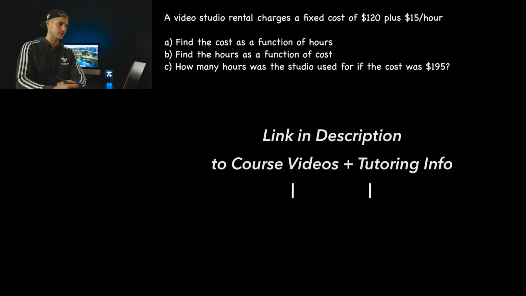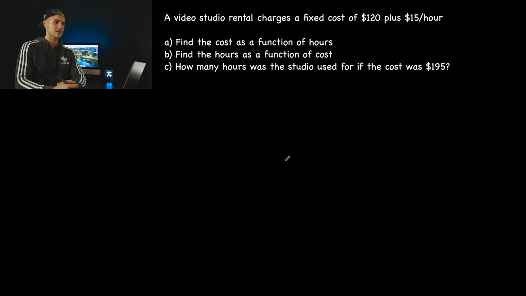So we're told here that a video studio rental charges a fixed cost of $120 plus $15 per hour. And we have to find the cost as a function of hours. In part B, it's going to be the inverse. So find the hours as a function of cost. And then in part C, how many hours was the studio used for if the cost was $195.